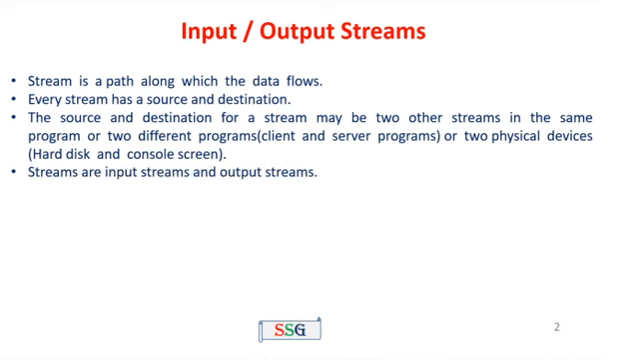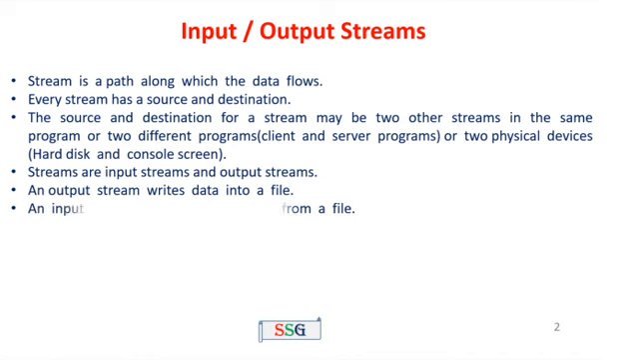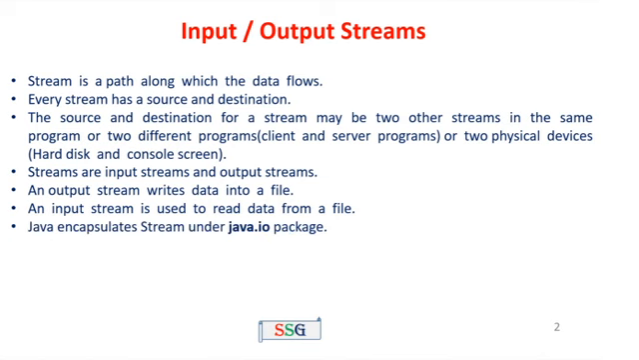Streams are classified into two types. First one input stream, second one output stream. An output stream writes the data into the file. If you want to write any data into the file, it is called an output stream. An input stream is used to read the data from the file. If you want to read the contents from the file, it is called an input stream. Java encapsulates streams under the java.io package. That means all the streams are under the java.io package.